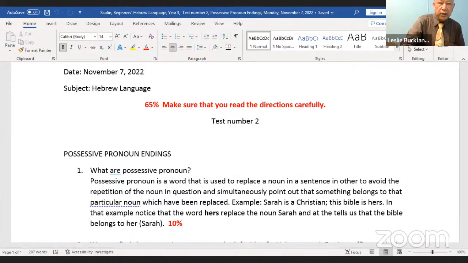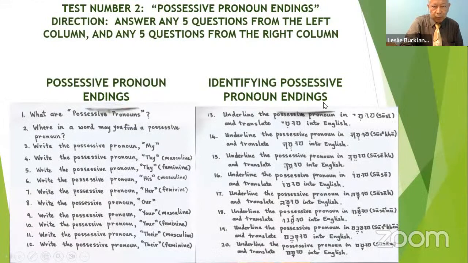Let me look back at the test. I think I understand what you're saying. Yes, I was supposed to be identifying possessive pronoun endings. I get you. So you focused on that, and you thought that all of these questions were only dealing with identifying possessive pronoun endings. And as a result, you missed out half of the question. All right. Okay, let me go through Sister Hooper's test. Make sure that she understands.